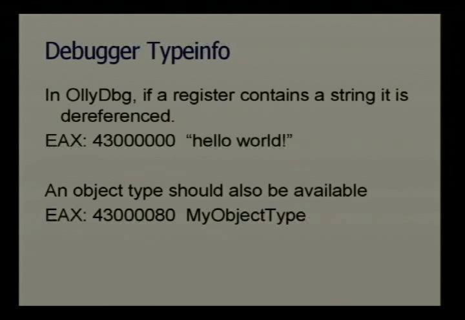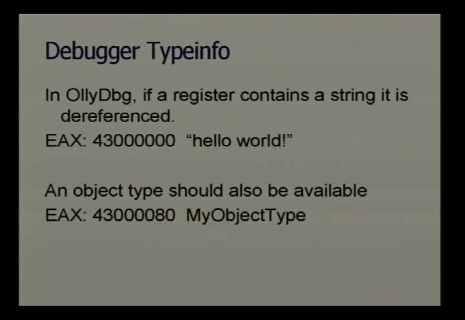Here's something else that we need. We need debugger type info. OllyDbg is great. If you have a register, let's say EAX, with some value in it, and it happens to contain a string, it dereferences it for you. So you'll see "hello world" in OllyDbg. That's really helpful. It's a simple thing, but it makes great sense.